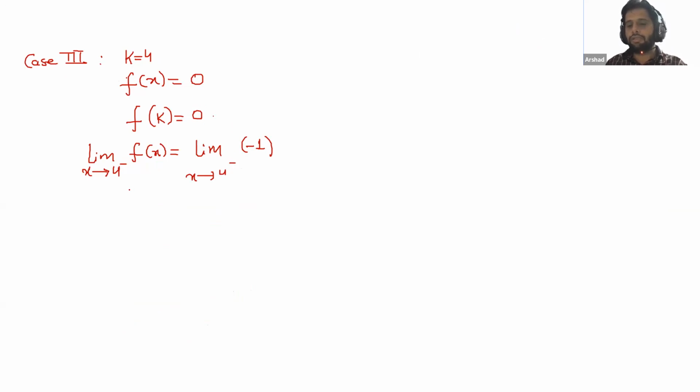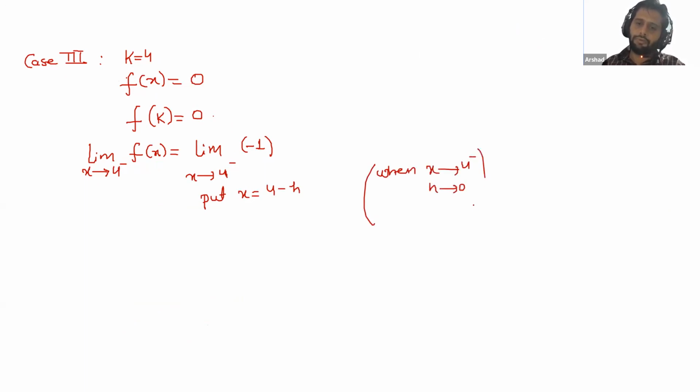But when we are calculating the RHL, we have to check which function to use as per RHL. So again, same thing, put x is equal to 4 minus h in the bracket. When x tends to 4, h tends to 0. So here we will get limit h tends to 0 of -1. Because there's no x, we can't put any value, so we will get -1 only.